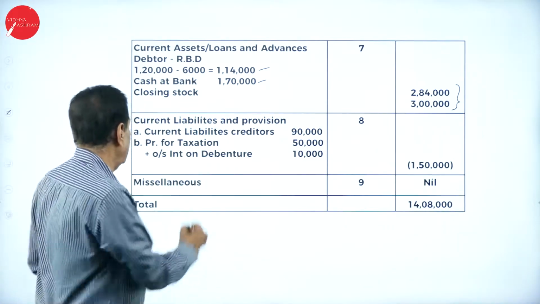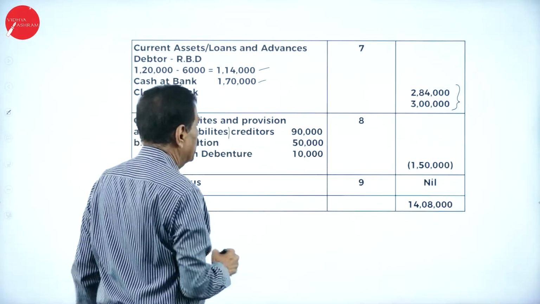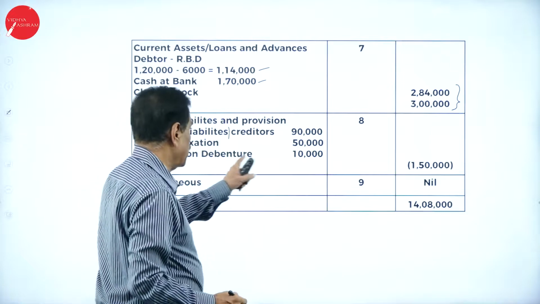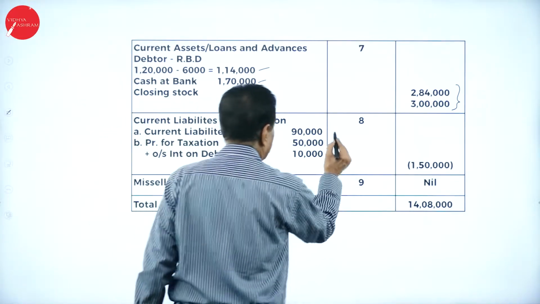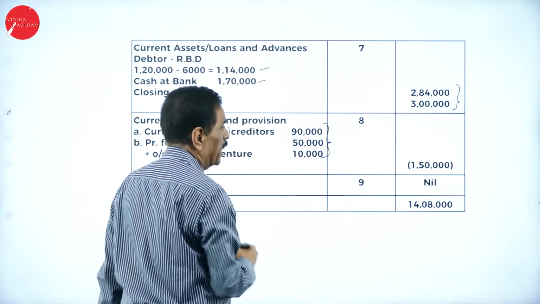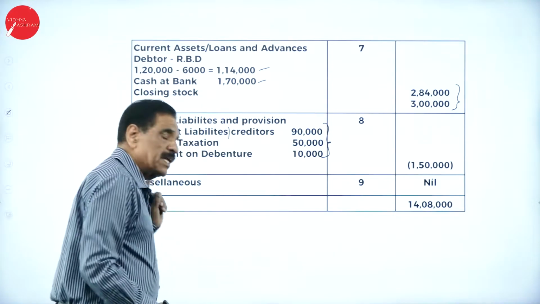Then note number 8, current liabilities and provision. Current liabilities, that is creditors 90,000, provision for taxation 50,000, outstanding interest on debenture 10,000. Totally it will work out to 1 lakh 50,000. This should be minus. Then there is no miscellaneous expenses.